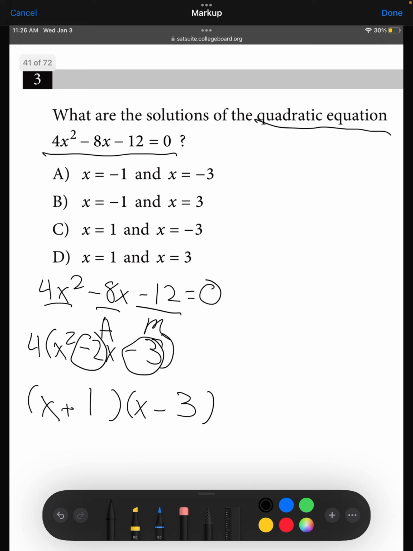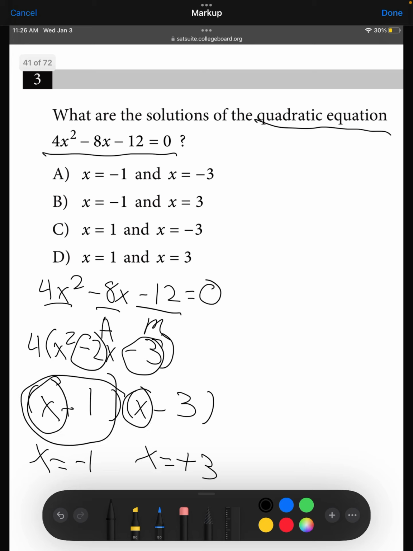We have to solve for x. So it's basically the reverse. It's going to be x equals -1 and then x equals +3, because we want whatever we plug in for x to make this whole equation equal to 0, right? When we plug in 3 into here, we're going to get 0. When we plug in -1 into here, we're going to get 0. So that's what we want. Our final answer is x equals -1 and x equals +3, which is B.